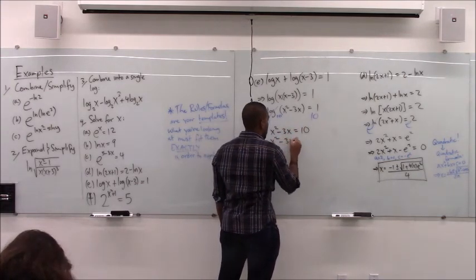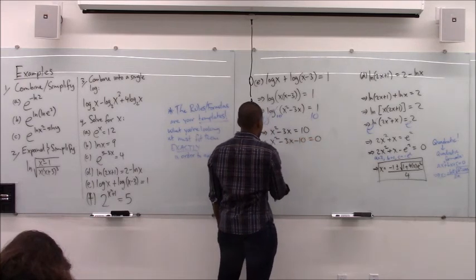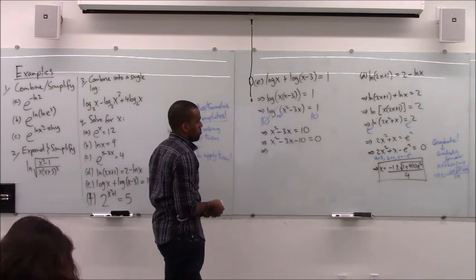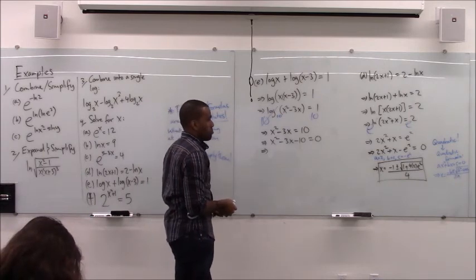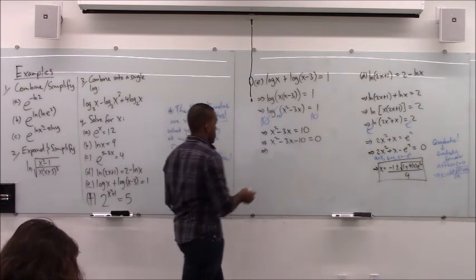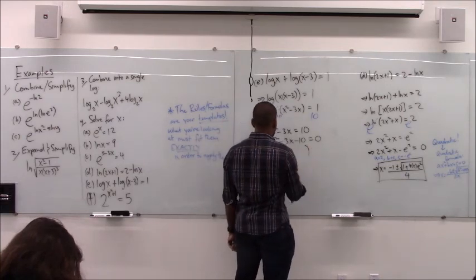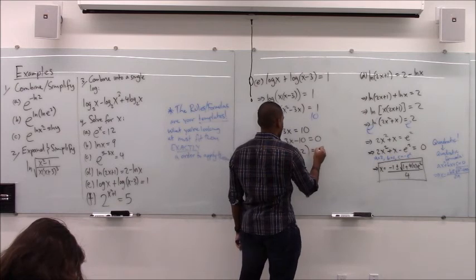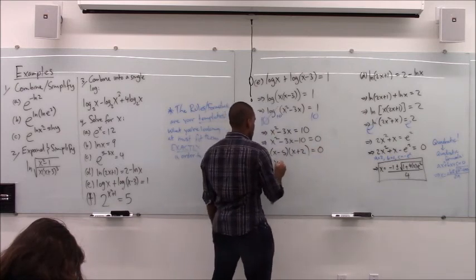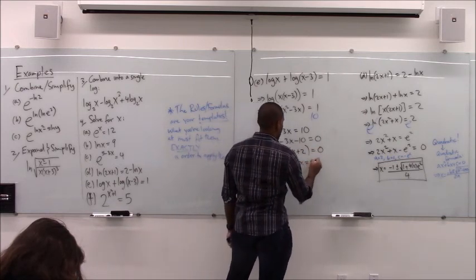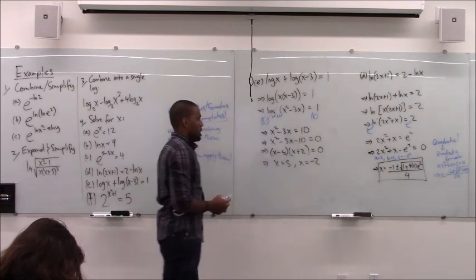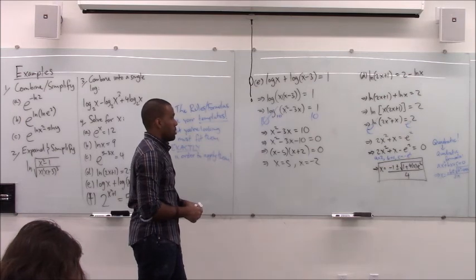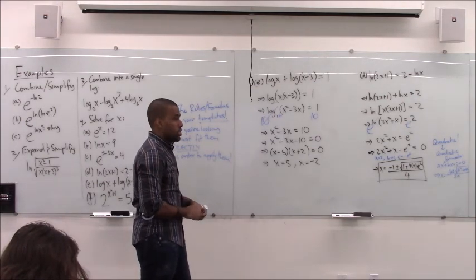That's a quadratic, so I bring everything to one side. Now what? You could factor. x minus 5 times x plus 2. So you get x equals 5 or x equals minus 2. Is that the answer? You have to check, right?